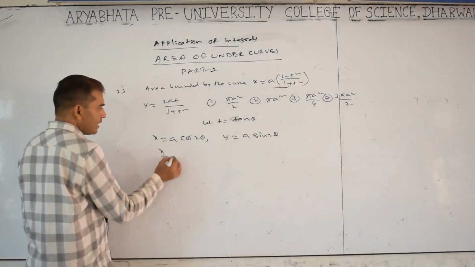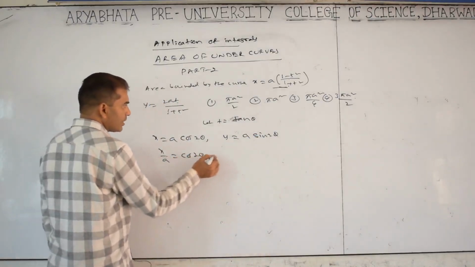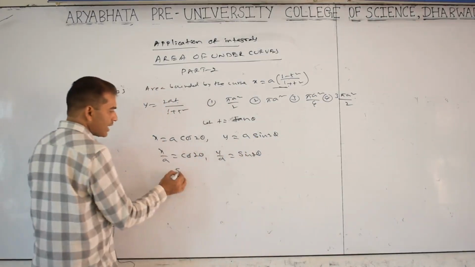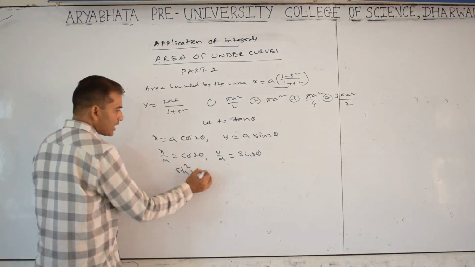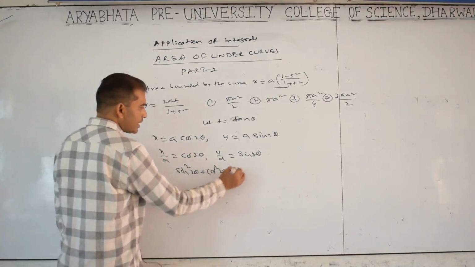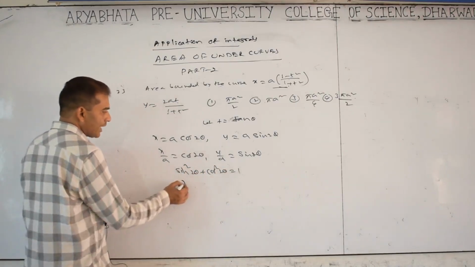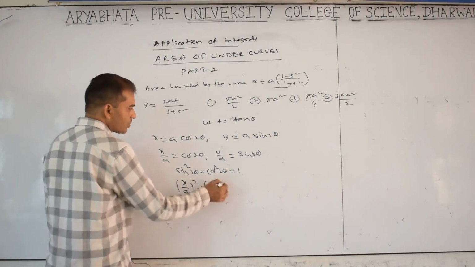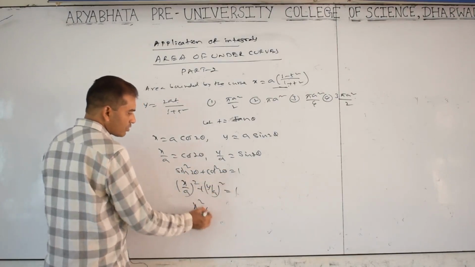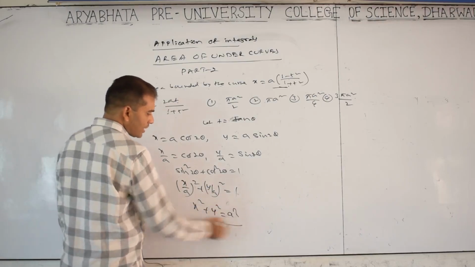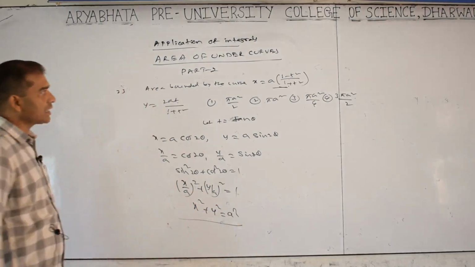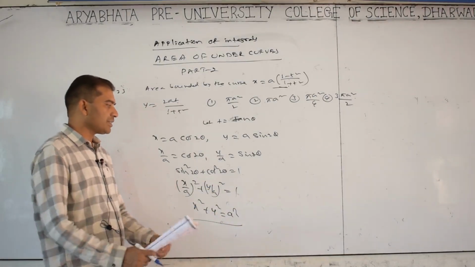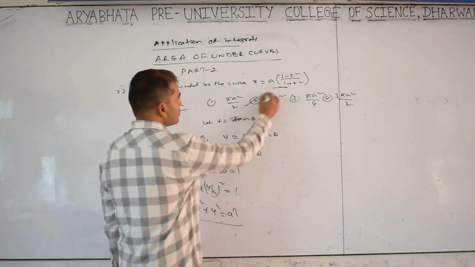X by a equal to cos 2 theta, y by a equal to sine 2 theta. Sum of the squares on both sides: sine square 2 theta plus cos square 2 theta equal to 1. Then x by a whole square plus y by a whole square equal to 1. X square plus y square equal to a square, which represents a circle. So we eliminated the parameter. The area of a circle is pi r squared, so pi a square.